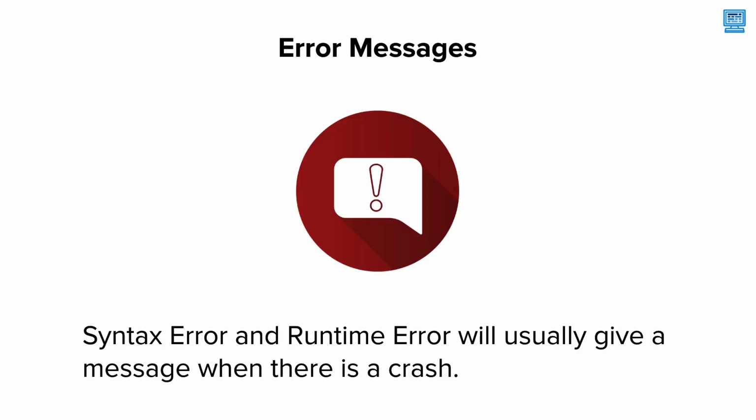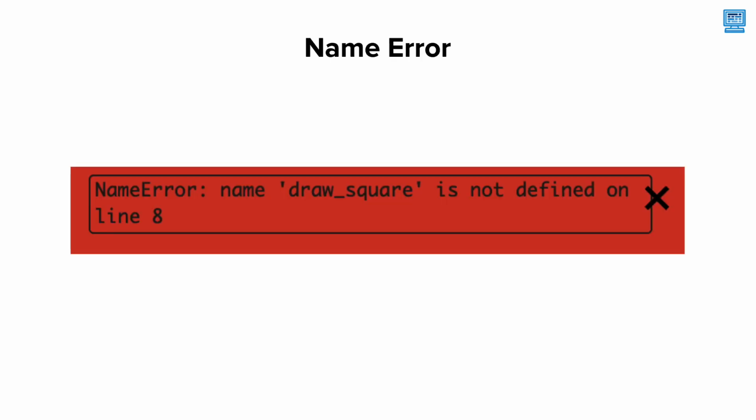Syntax and runtime errors will usually give a message when there is a crash. These error messages can be very helpful, and we can get a lot of useful information out of them. However, they can also be a little cryptic. Let's take a look at 3 common error messages you'll get while programming in Python. The name error message says that some name is not defined. This usually refers to when a variable or function is defined incorrectly or not even defined at all.